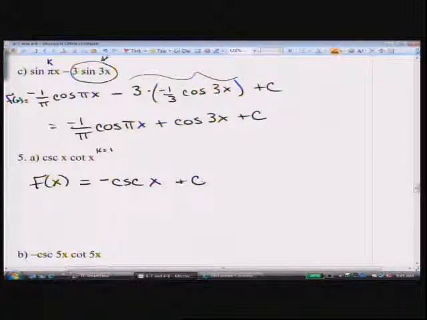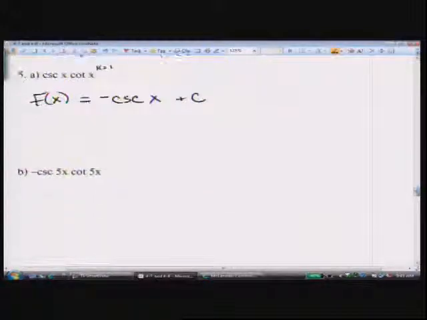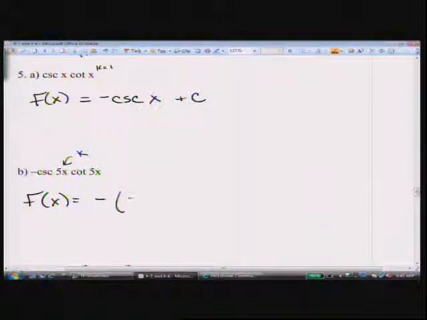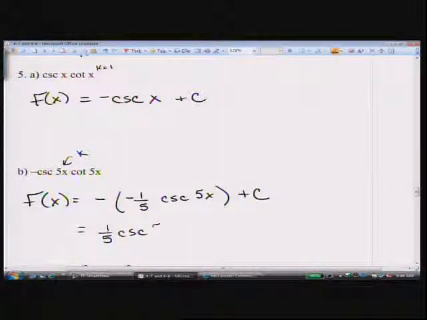All right, and then on B, notice we have this negative that's going to tag along, and the 5 is our k. So the antiderivative F of x, the negative tags along, then it's negative 1 over 5 cosecant 5x plus c. And then those negatives cancel, so it is positive 1/5 cosecant 5x plus c. You okay?